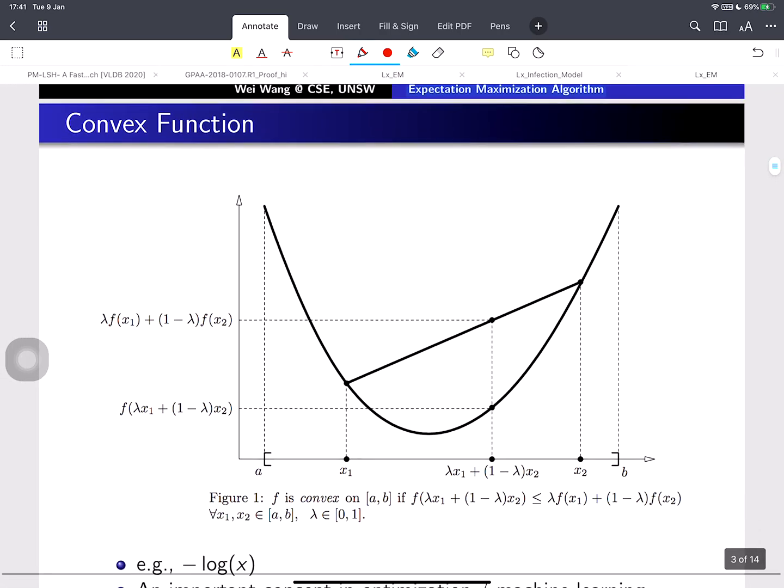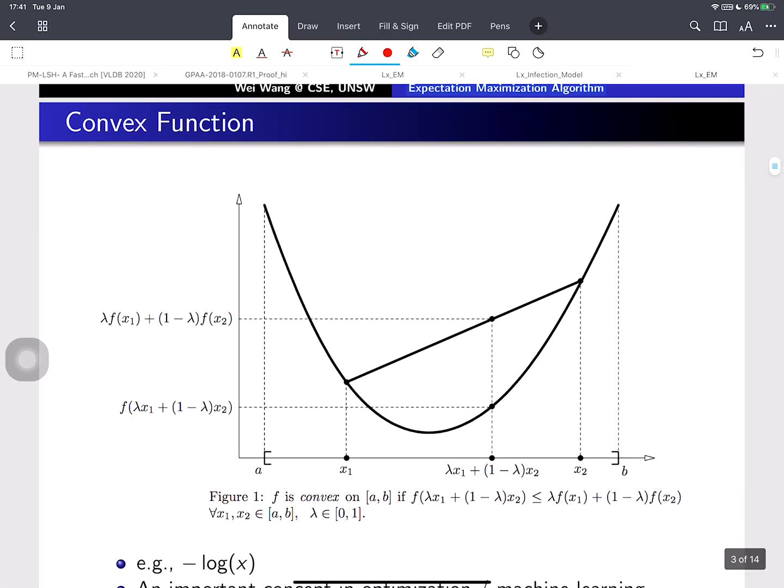So we actually need to talk about the so-called convex function. A convex function is a special kind of function. In the area of mathematical optimization, convex functions are very useful because they are more general than linear functions, but they are easier to deal with than most of the other functions.